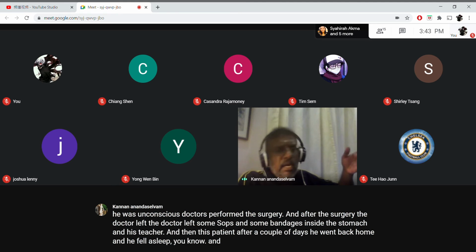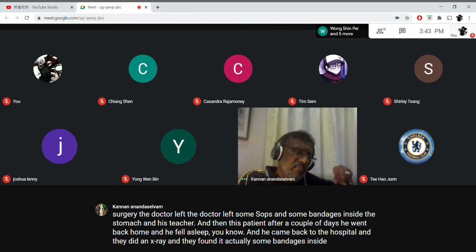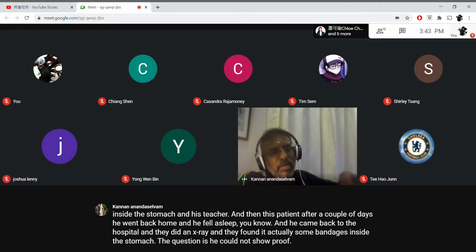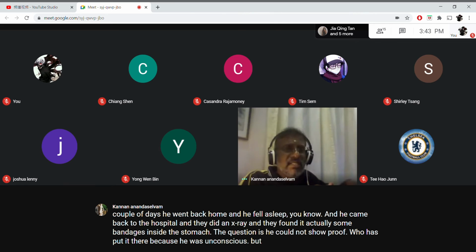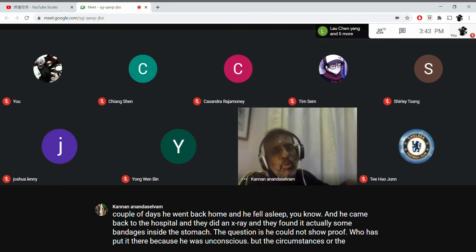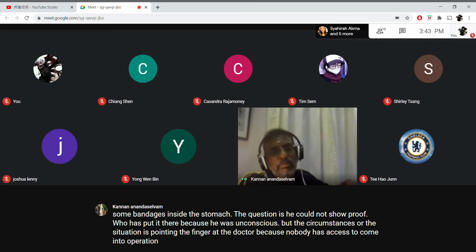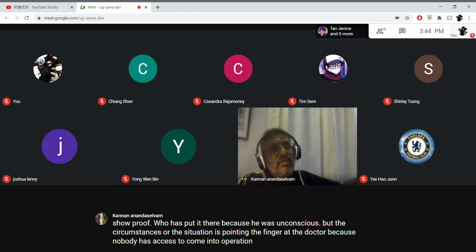And he came back to the hospital and they did an X-ray and they found some bandages inside his stomach. The question is, he could not show proof who had put it there because he was unconscious. Am I right? He was unconscious. But the circumstances or the situation is pointing the finger at the doctor because nobody has access to the operation theatre other than the surgeon who performed the surgery. He is in control, while the nurse assists him during the surgery.